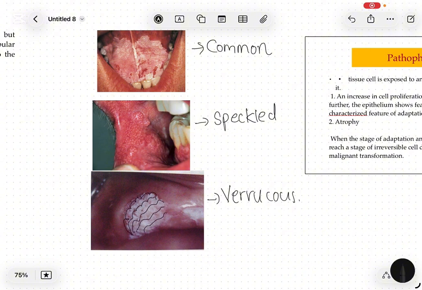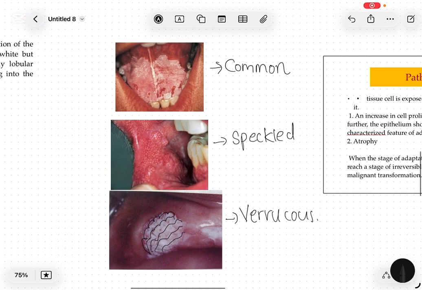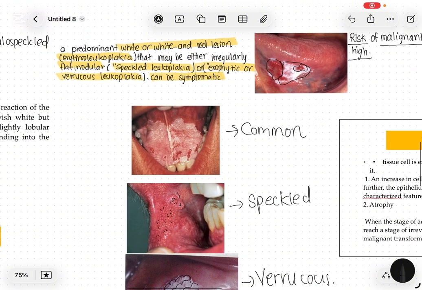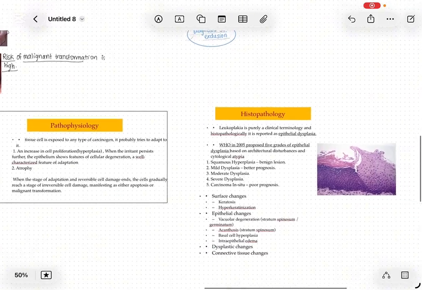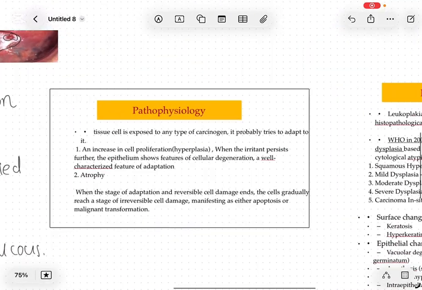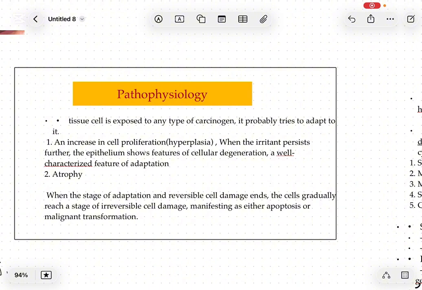Can you see this? Okay, and then these are the speckled ones. As you can see, there are dots and dots of leukoplakia, and it's so nodular and exophytic. This is the common type of leukoplakia. Okay, pathophysiology and histopathology. This is not asked most often, but let's read it out.